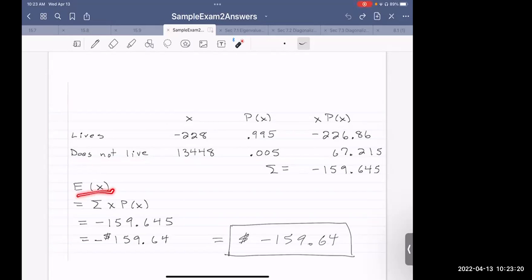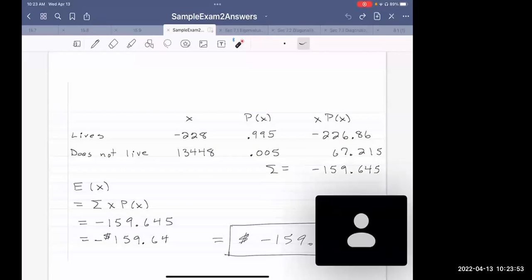Let's find the expected value. The expected value is just the sum of x p of x. Let's attach this additional x p of x column. Let's multiply the first and second column here to get the third column. And so negative 228 times 0.995 is negative 226.86.